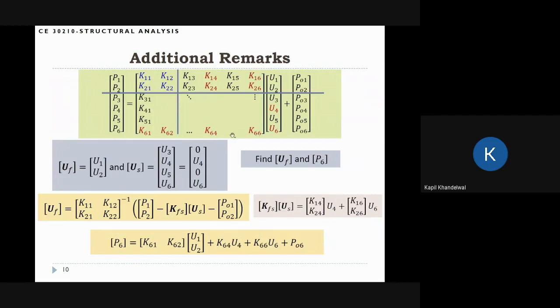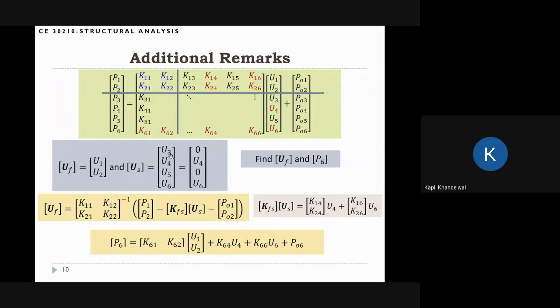So this is going to be K64U4 plus K66U6. Remember that K63 U3 is going to be 0 because U3 is 0. Okay, so U3 is given to be 0 here. So that term is not needed.